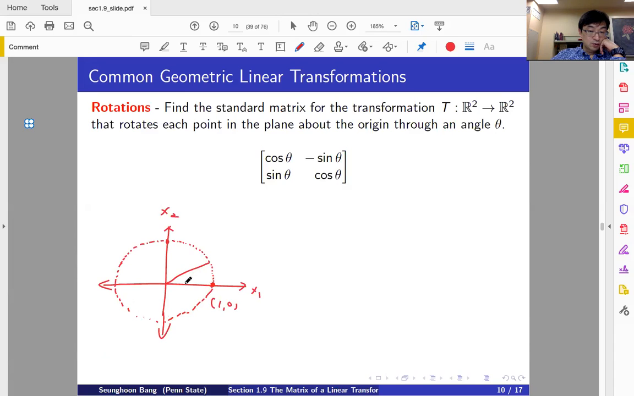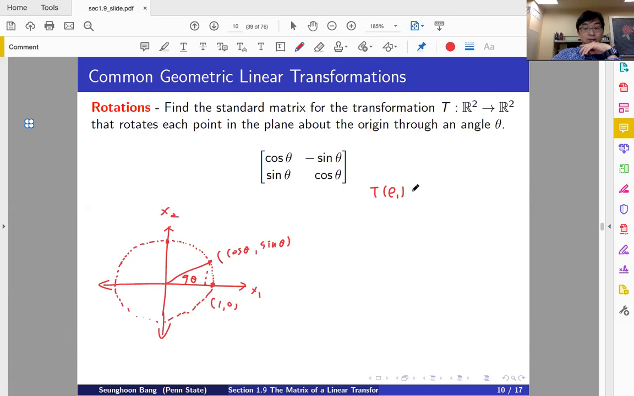You have to rotate angle theta. For this point, you can use the definition. This one is the same as what? The x component is cosine theta, the y component is sine theta. So like this. What does it mean?